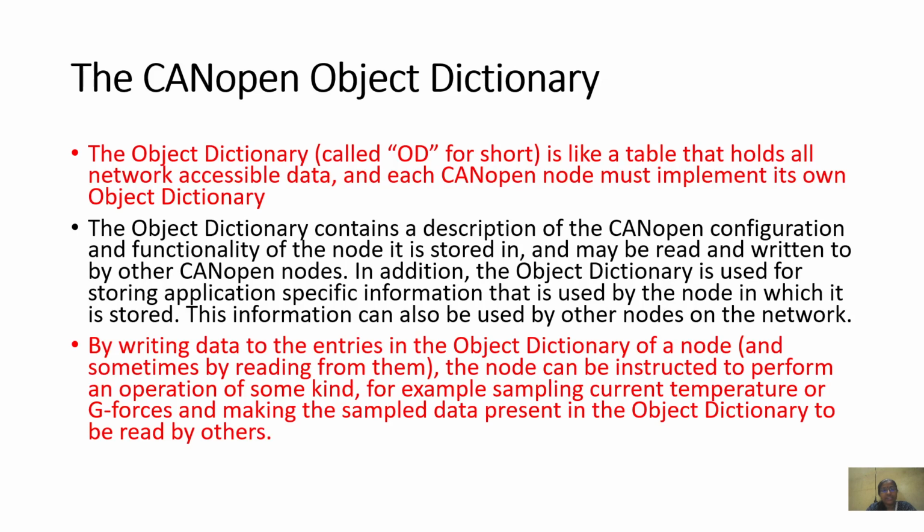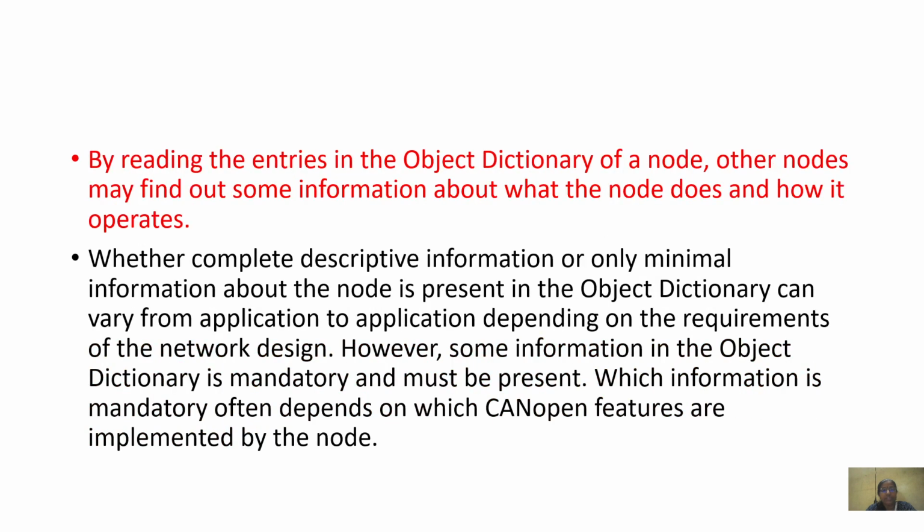By writing data to the entries in the OD of a node, the node can be instructed to perform an operation of some kind. For example, sampling the current temperature or the G forces and making the sampled data present in the object dictionary so that the other nodes will read it. By reading the entries in the OD of a node, other nodes may find out some information about what the node does and how it operates.